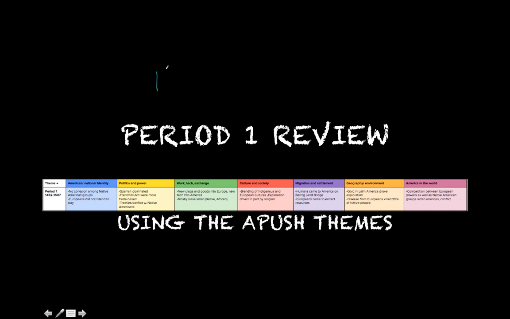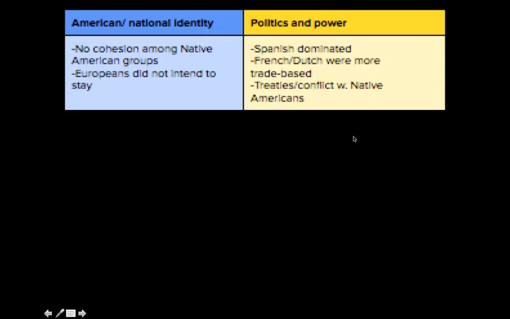So real quick, let's look back at the years. We've got 1491 to 1607. Those are the years of period 1. Remember 1491, that's right before Christopher Columbus shows up in 1492. And then 1607, that is the settlement at Jamestown, the first English settlement in the American colonies. And so that's why we have those years. Remember, those years are always important. We always need to know what those years mean. Okay, let's jump into these themes.